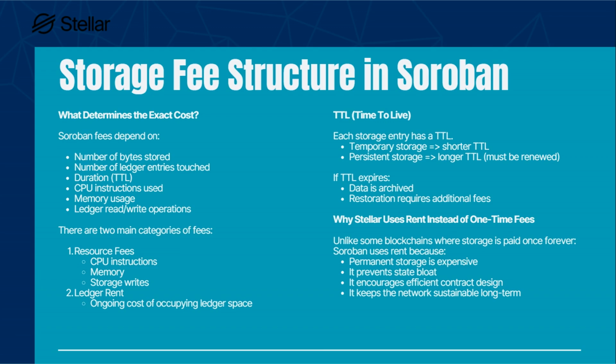So, why does Stellar use a rent based model instead of one time fees? This is a design philosophy question. Some blockchains charge a one-time fee and store data forever. Soroban uses rent because, one, permanent storage is expensive. Someone has to maintain servers running nodes with all that data. And two, it prevents state bloat. Data that's no longer needed naturally expires.